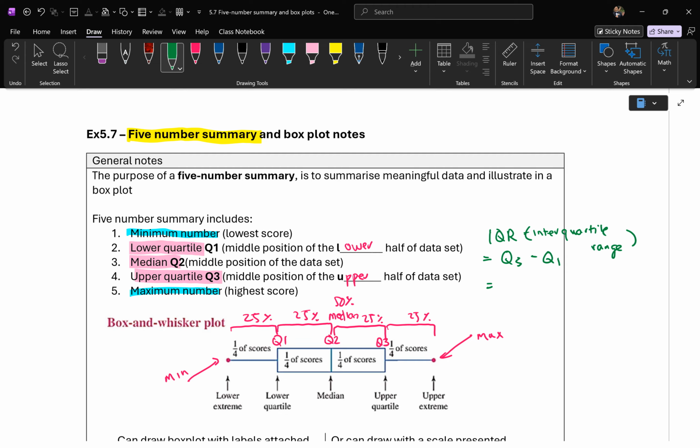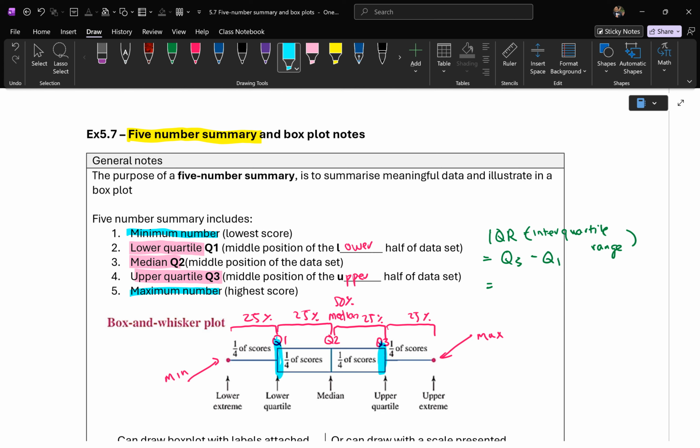The question is why? Why do we do Q3 minus Q1? I know it's what I tell you to do, but let's think about it logically. Why do we take Q3 minus Q1? So Q3 is over here. I'm going to highlight it so you can see. This is Q3. Then you minus Q1.